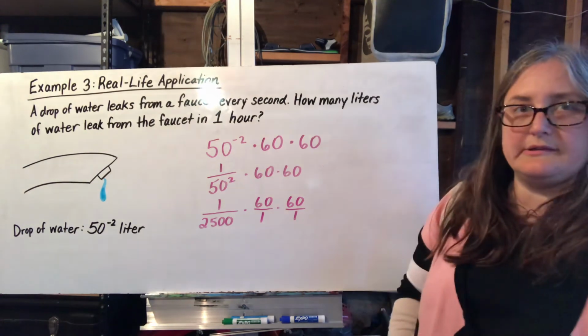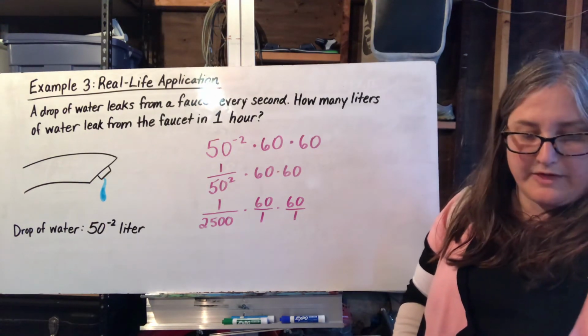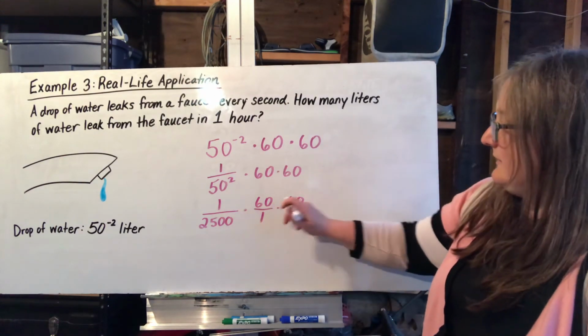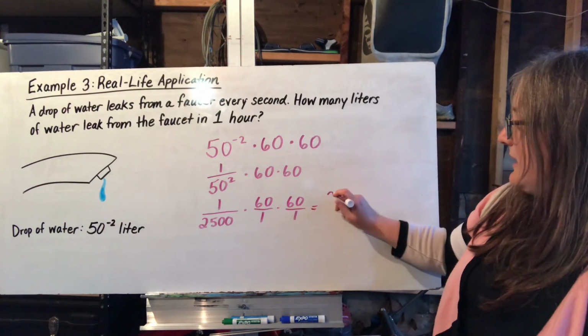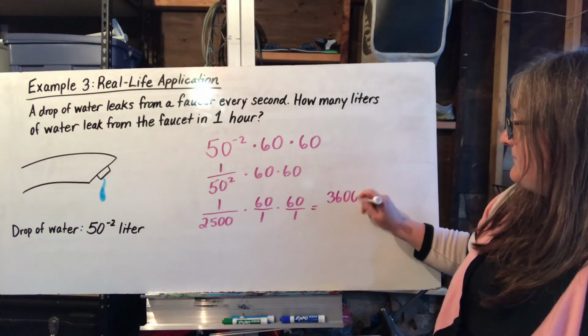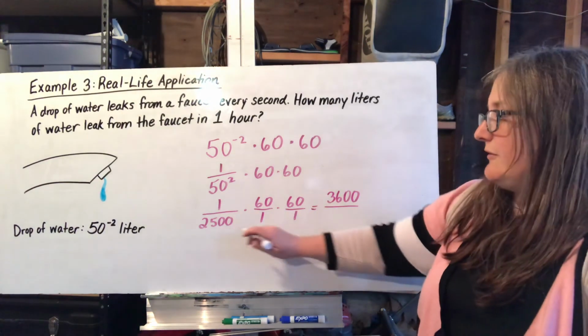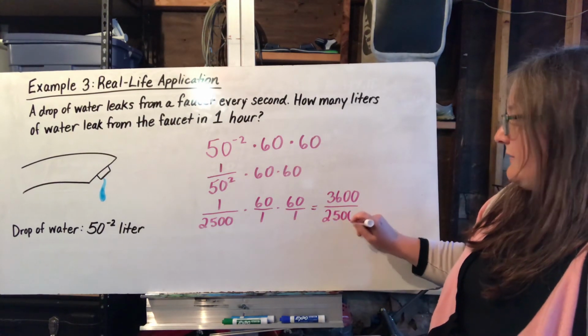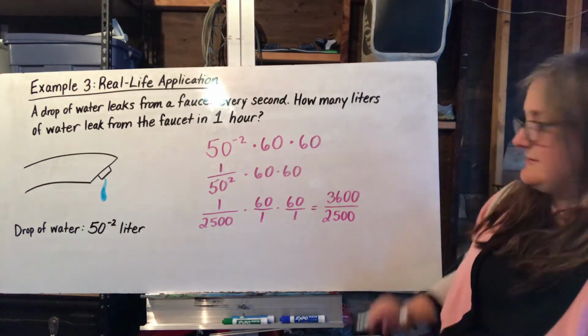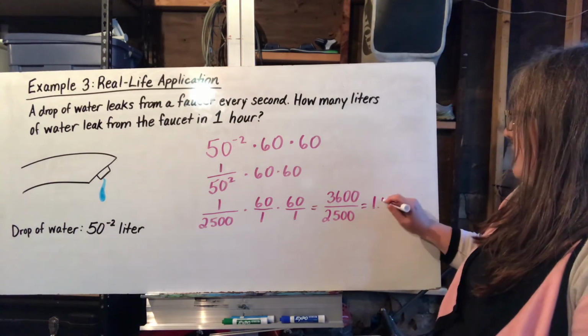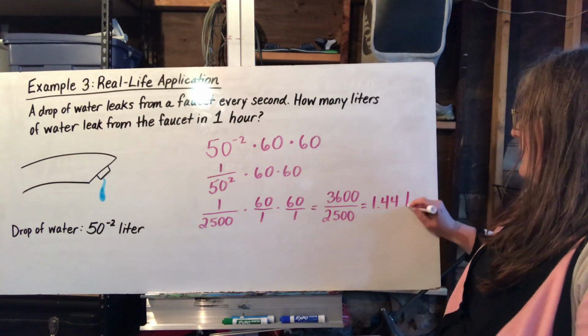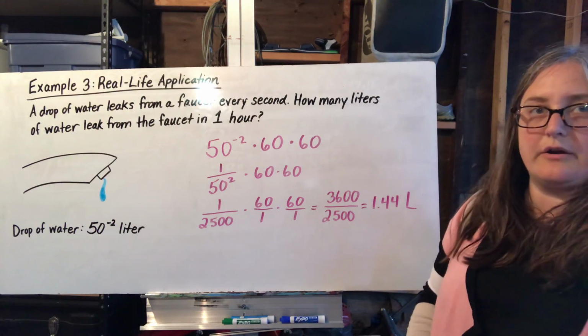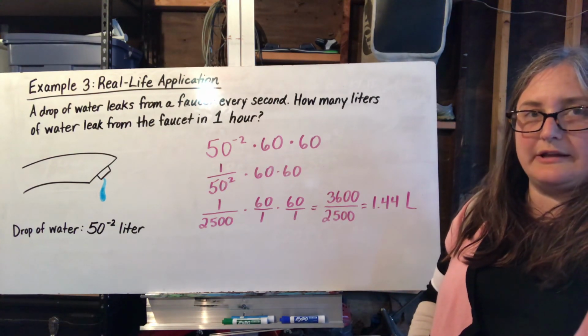I'm going to turn these 60s into fractions too by putting a 1 under them. So I can do 1 times 60 on top, and I get 3,600. 2,500 times 1 on the bottom, I get 2,500. And if I divide these, I get 1.44 liters of water leaking out of this faucet per hour.